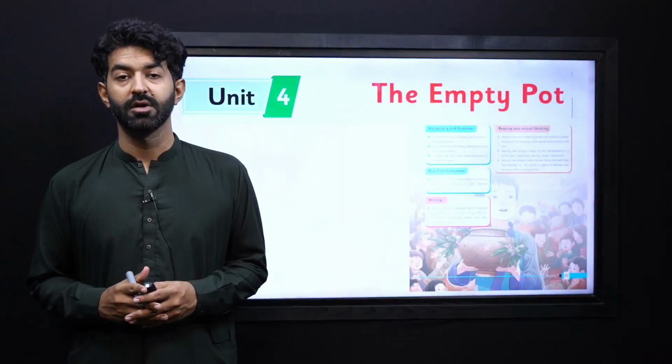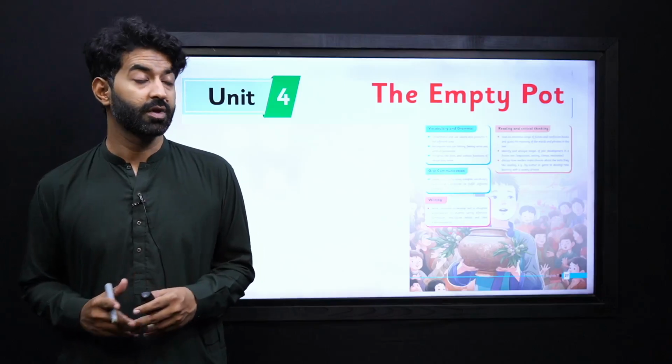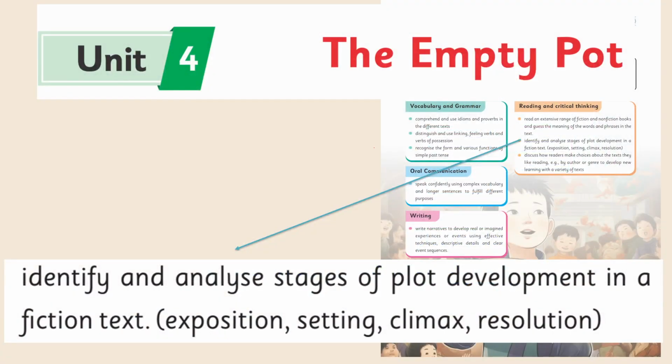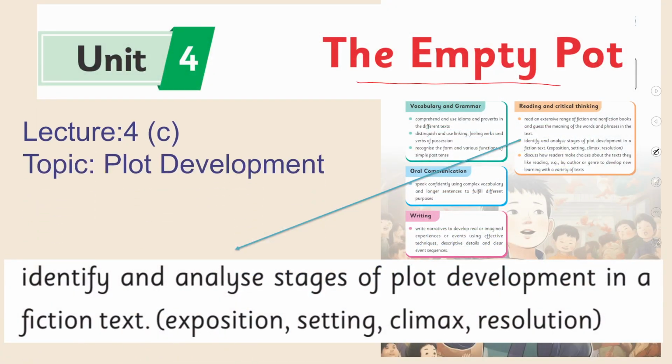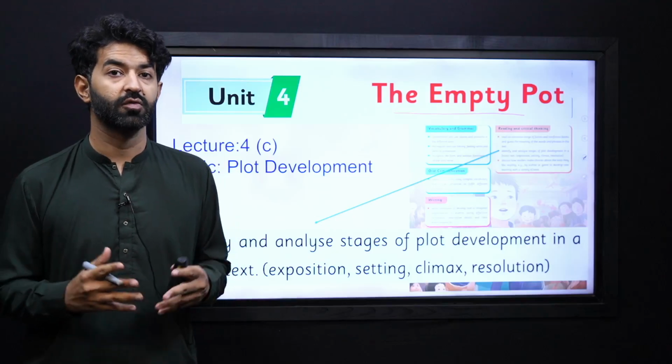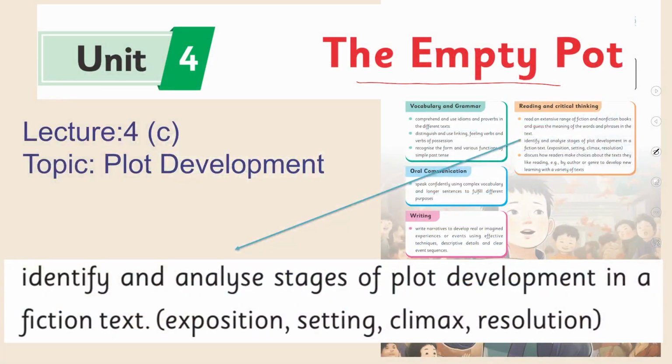My dear learners, for grade 7, now we are dealing with our unit number 4. As you know, it's called The Empty Pot. And now, this is our lecture number 4C. Let's read our students' learning outcome to see what we are supposed to do. So, our topic is on plot development.